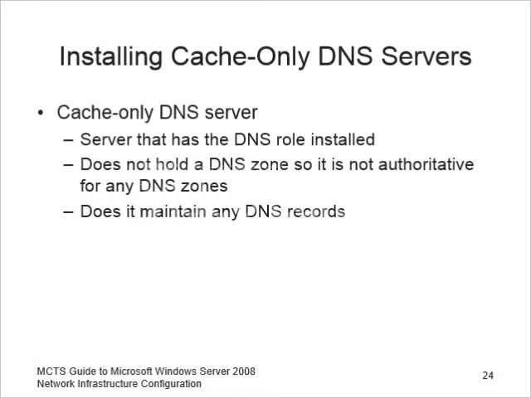Besides the graphical interface, you can use the command line interface to install the DNS role. For the full version of Windows Server 2008, you can use the ServerManagerCmd.exe command line to install the DNS role. For the Server Core, you use the ocsetup command to install the DNS role. ocsetup is a command line tool for installing roles on Windows Server 2008 running the Server Core.